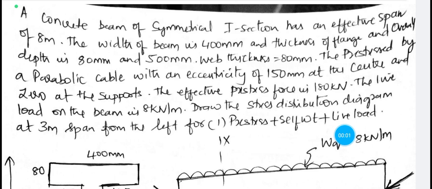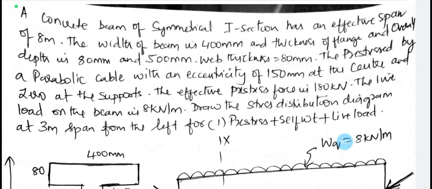A concrete beam of symmetrical I section has an effective span of 8 meter. The width of beam is 400 mm, and the thickness of flange and overall depth are 80 mm and 500 mm respectively. Web thickness is 80 mm. It is pre-stressed by a parabolic cable with an eccentricity of 150 mm at the center and 0 at the supports. The effective pre-stress force is 180 kN.